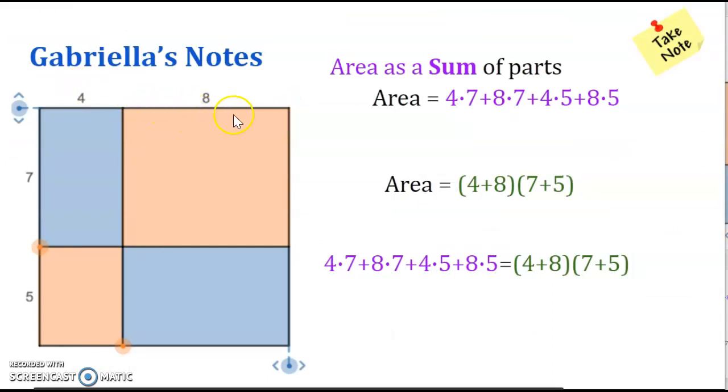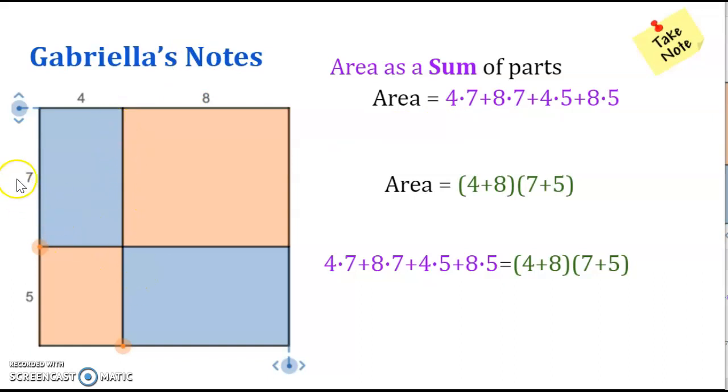So if I was to look at this area model, and now if I was told that this length is 4 units, and this length is 7 units, and this length is 8 units, and this length is 5 units. Okay, so the area as a sum of its parts, that means I need to figure out the area of this blue rectangle, which happens to be 4 times 7, because width times length is 4 times 7, and then the area of this orange rectangle, that's going to be 8 times what is this length.